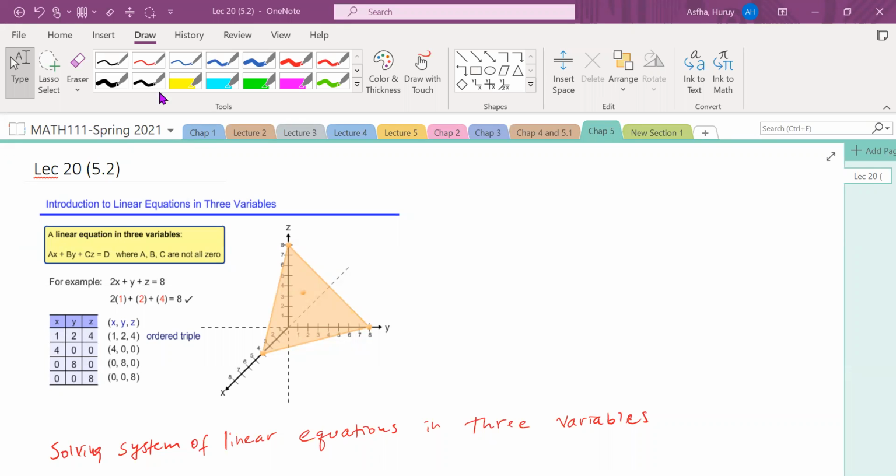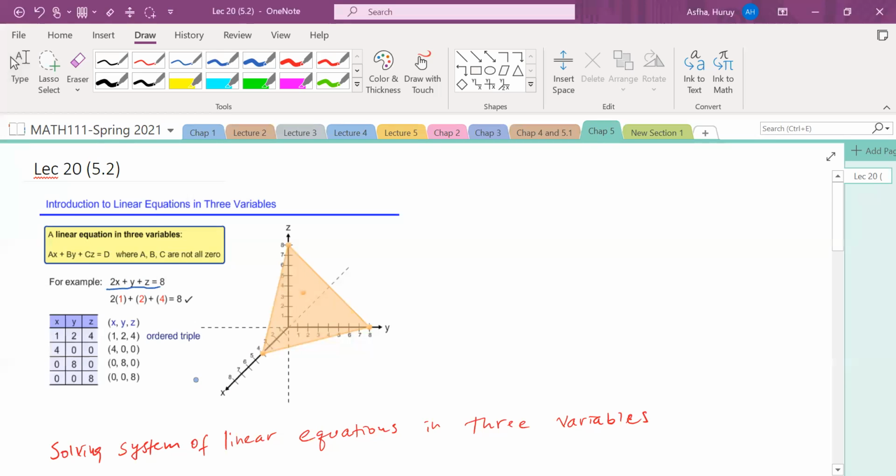For example, if we consider this example, then the solution to this one will give us a plane something like this. And if we have another linear equation in three variables like this one, then of course the shape will be different, but it will be a plane.